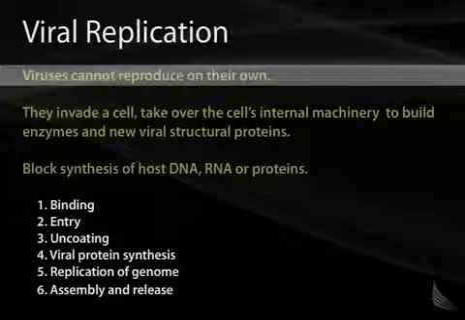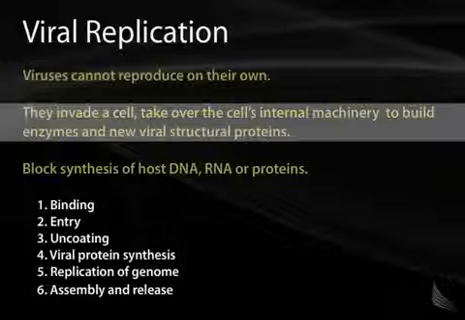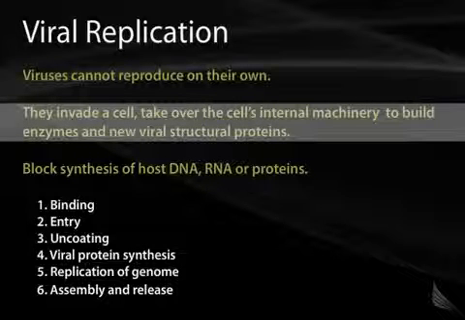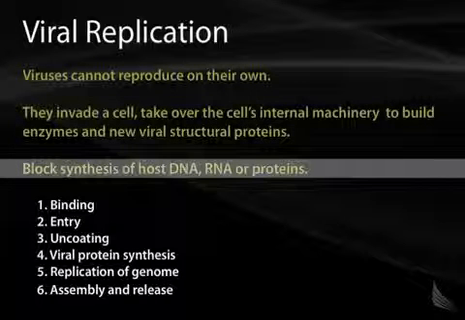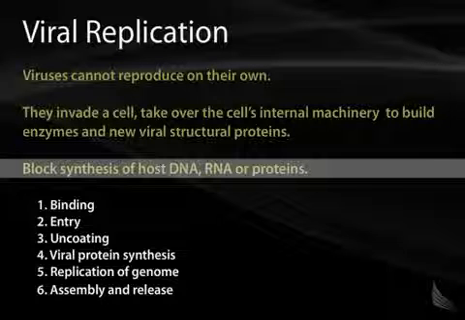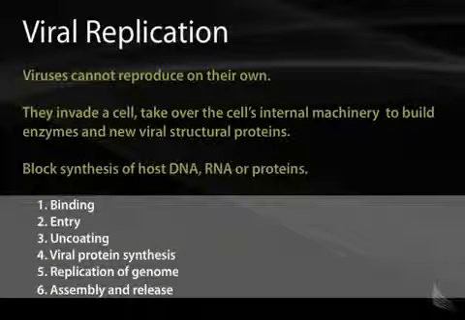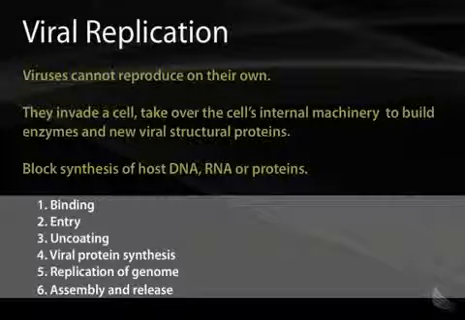As you know, viruses cannot reproduce on their own. They require us. So what they do is they invade a cell, they take over the internal machinery to build their own enzymes and new viral structural proteins. They block the synthesis of host DNA, RNA, or proteins. And there's a sequence that viruses go through in their replication. It starts with binding, entry, uncoating, viral protein synthesis, replication of genome, and then assembly and release. And we'll go through those one by one.